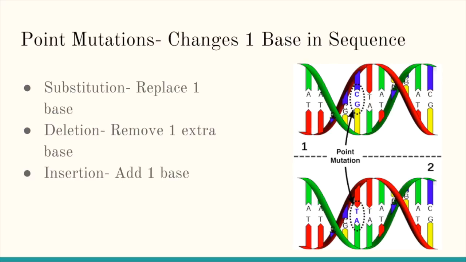A substitution mutation is the replacement of one base. Say instead of being CG, it's GG. So the improper substitution. A deletion is when it removes one base, so instead of TA, it might just be T. And the insertion is an adding of a base, which might be TAT, so it has an extra one that should not be there.